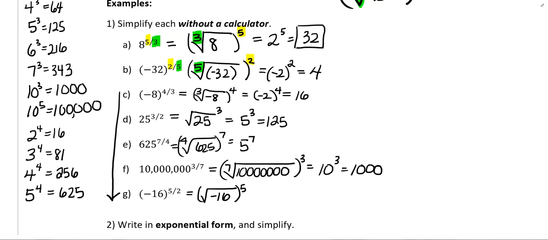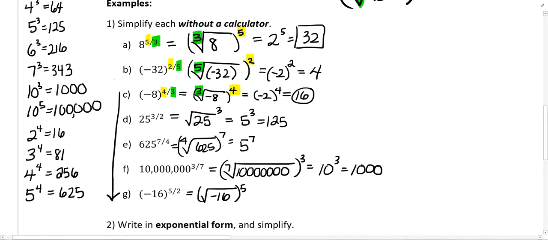All right, let's take a look at some of these answers. So for C, we had negative 8 to the 4/3 power. So the denominator is going to tell us to make a cube root. Then we are going to use the 4, which is the numerator, to take it to the 4th power. So the cube root of negative 8 is negative 2. Negative 2 to the 4th power is 16.